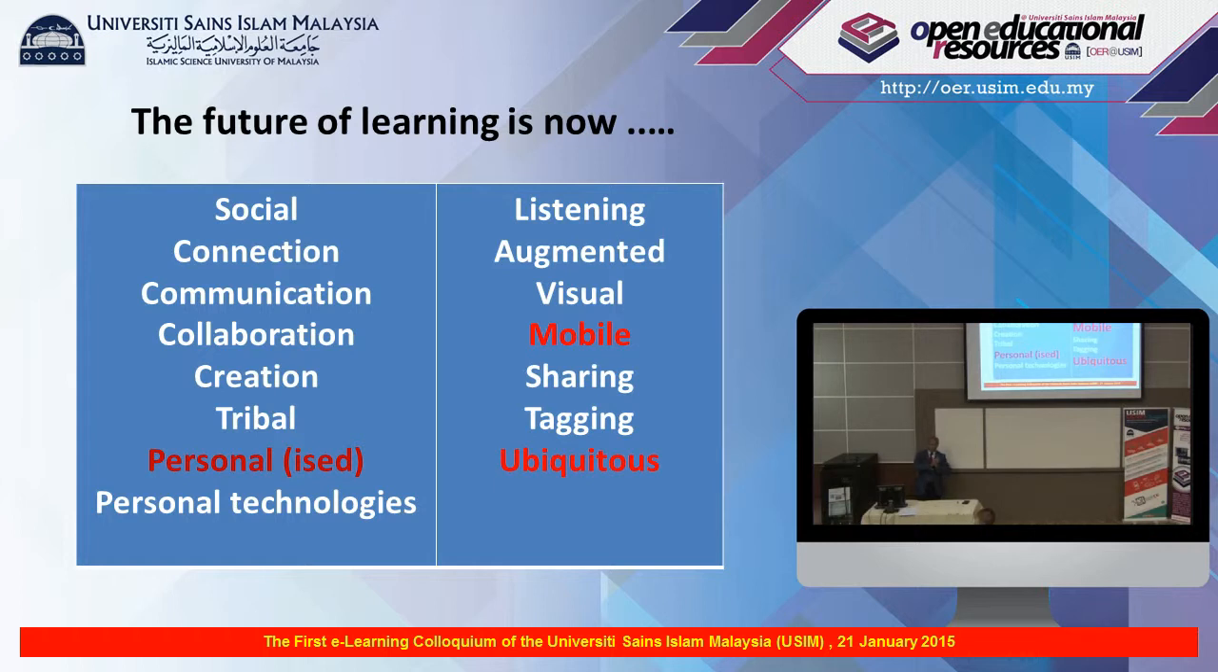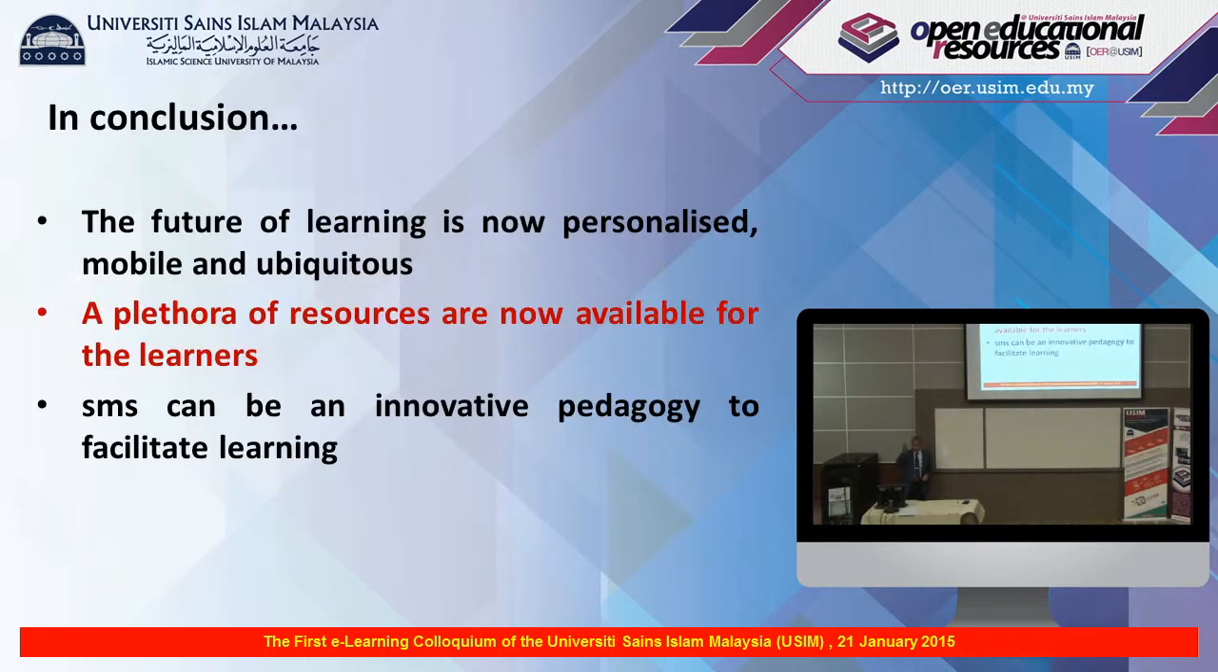E-learning is looked at in a very big context now. E-learning has to be ubiquitous, it can be tagged, it can be shared. They say now the reality is virtual. Have you heard of that? The reality is now virtual. So in conclusion, the future of learning is now personalized, mobile and ubiquitous.